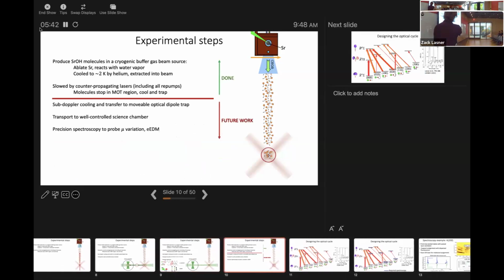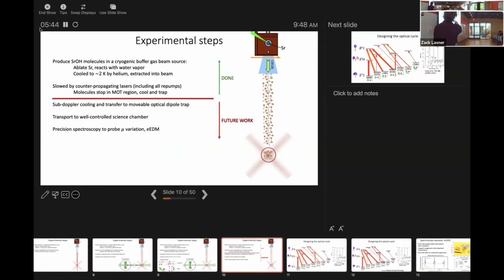What we've done now in the last couple of years is this stuff above the red line. We've produced high flux slow beams of SrOH molecules. We've slowed them and we've actually trapped them in a magneto-optical trap. Then we're now moving on to improving the capture and the slowing, transfer to an ODT, and all the other steps.